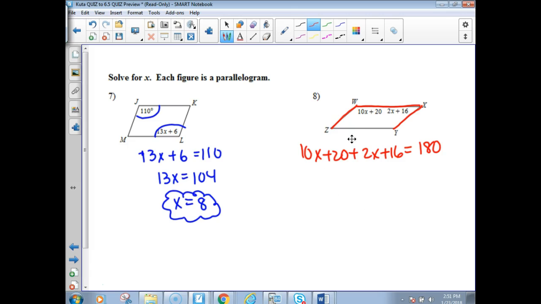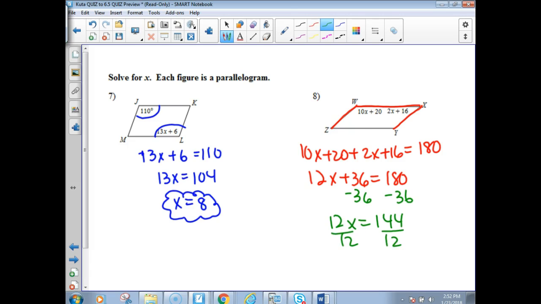Okay. Now, if someone chose to write opposite angles are congruent, and then 4 angles would add up to 360, not 180, but we're only going to do 2. So I got 12x plus 36 equals 180. By simplifying and combining like terms, I subtract 36 from both sides, and I get 144 on the right and 12x on the left. Divide by 12, and I find out that x is 12.